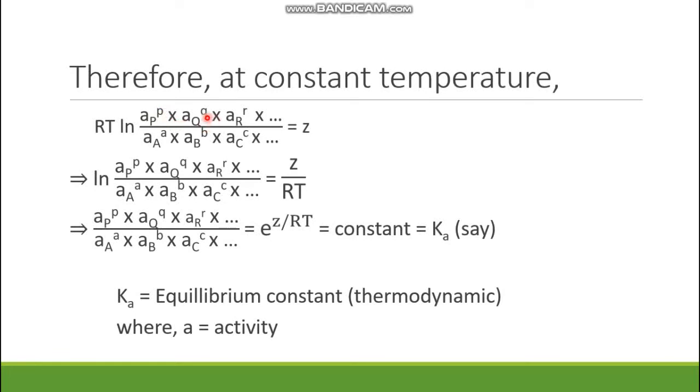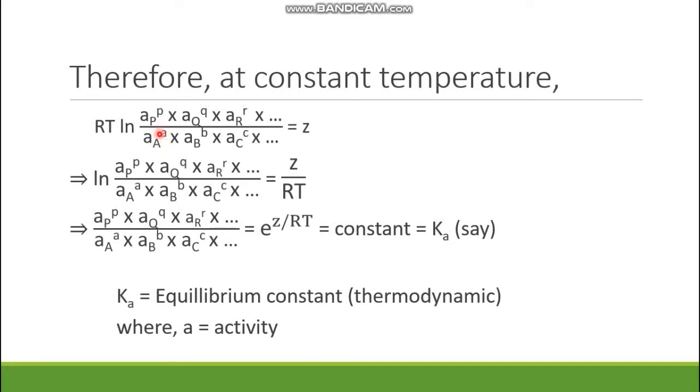Similarly, AQ to the power Q, AR to the power R. Okay, and in the denominator the same thing for the reactants. That means activity of A to the power number of moles of A. Look here, 3 A's are here, 2 small letter a and 1 capital letter A. Capital letter A denotes the species. Okay, this is the symbol of the species. Now this a denotes the activity of this species. So small a suffixed capital A means activity of the species, which is written symbolized as A.